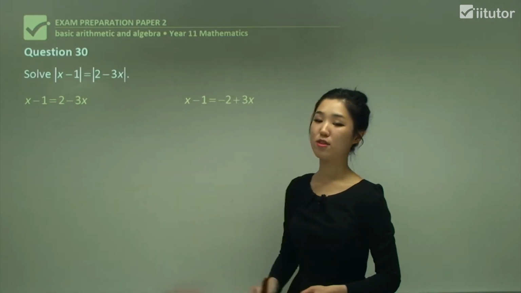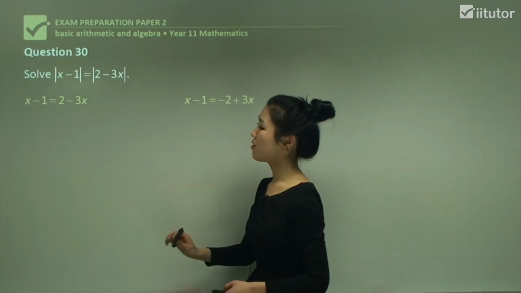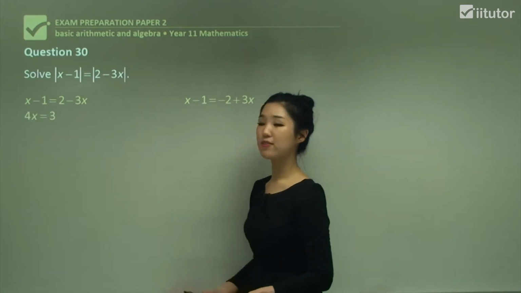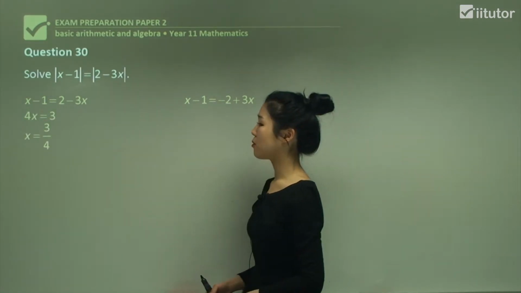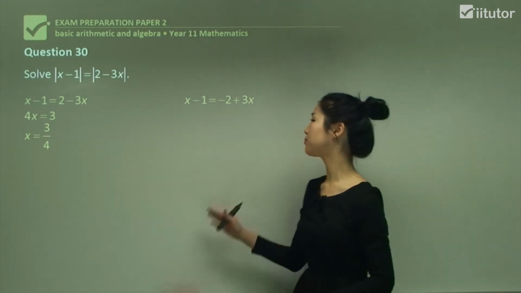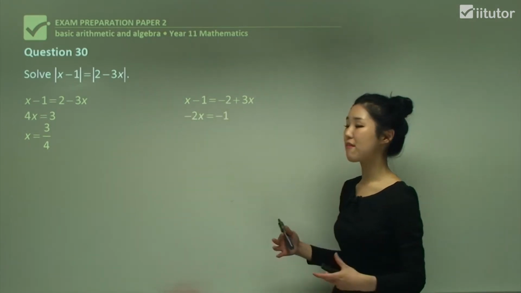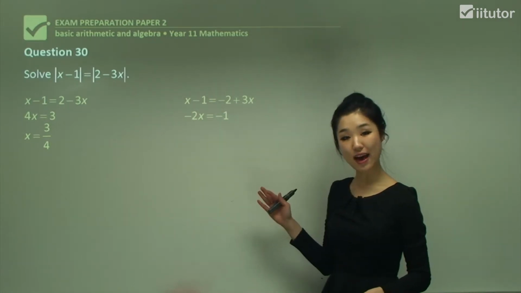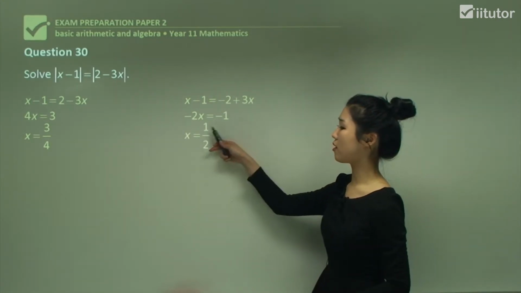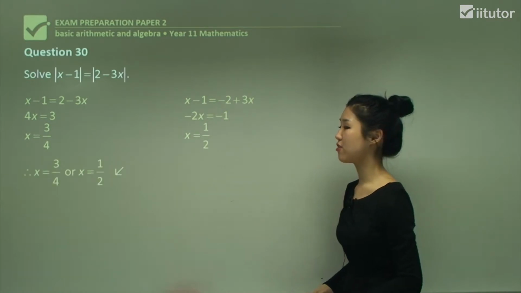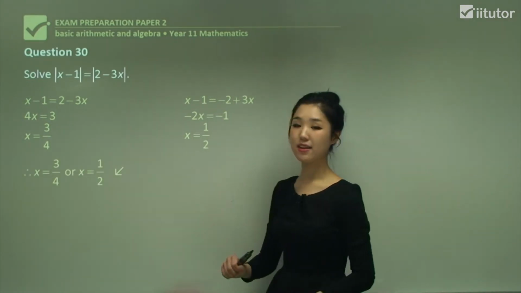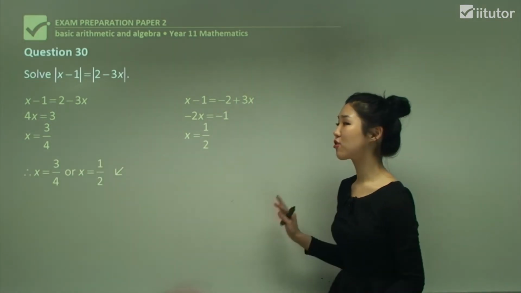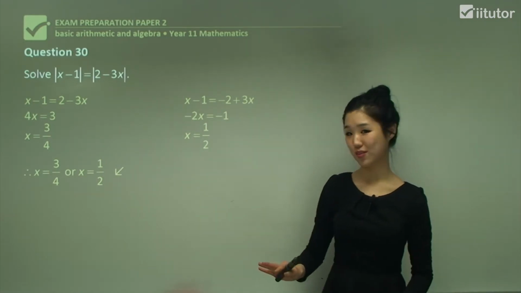So now all I need to do is solve them individually. This one, just solve it. I have 4x equals 3. Divide by 4 to get x equals 3 on 4. Here, same thing. I have negative 2x equals negative 1. The negatives will cancel out, and therefore x is just 1 on 2. So the final solutions are 3 on 4 and a half. And that's it. Just treat it the same way as we did in the previous question.